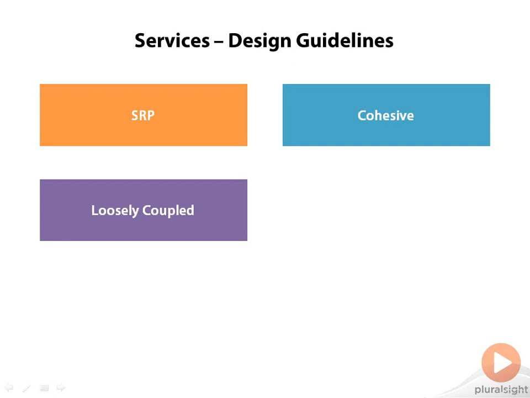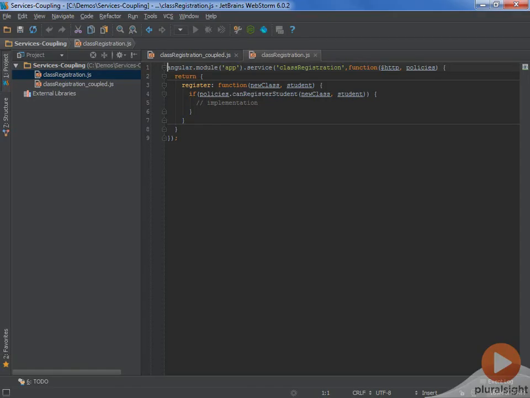A good service should be loosely coupled to any dependencies that it has. Look at the following code. This is the same code we were just looking at. You can see that the coupling between our class registration service and the policy service revolves around one method call. This is a nice loose coupling. The policy service can change its implementation a lot, and the class registration service wouldn't necessarily have to change.